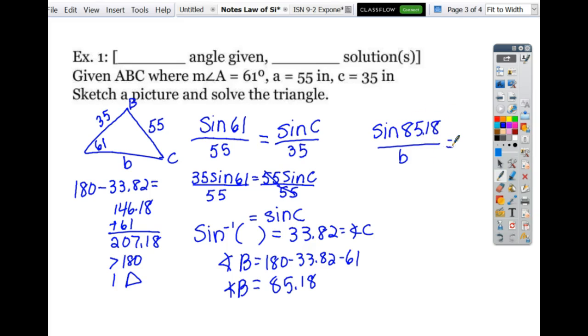And so, I said, Anderson, cross multiply and find B. You heard me. Look at my S's, that's confusing. 61 over 16.